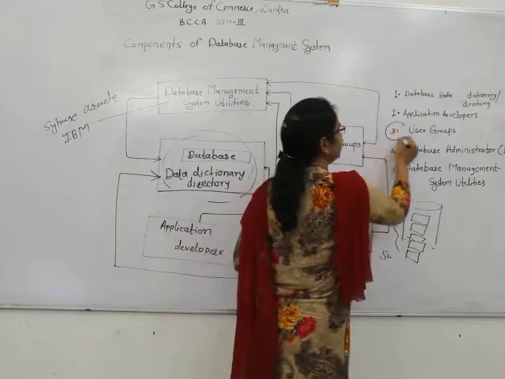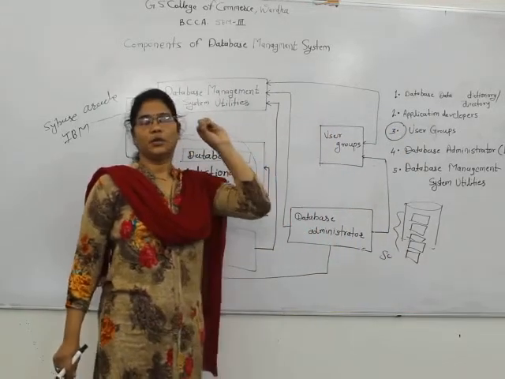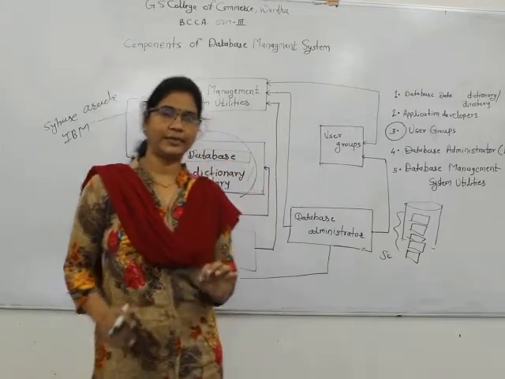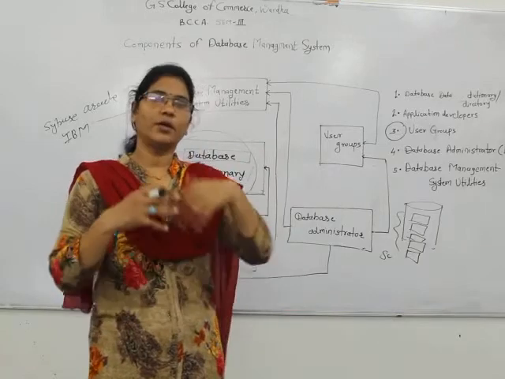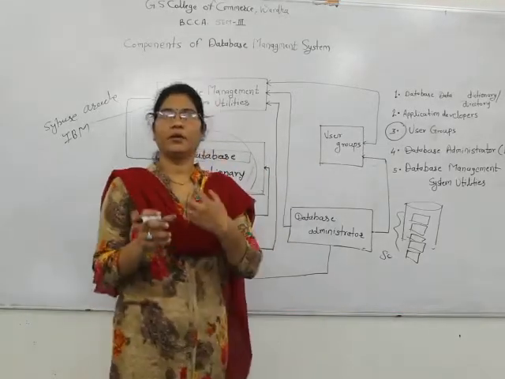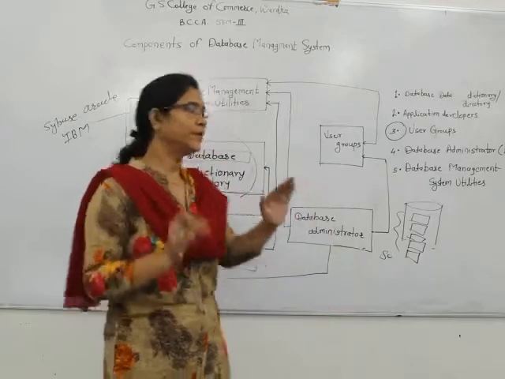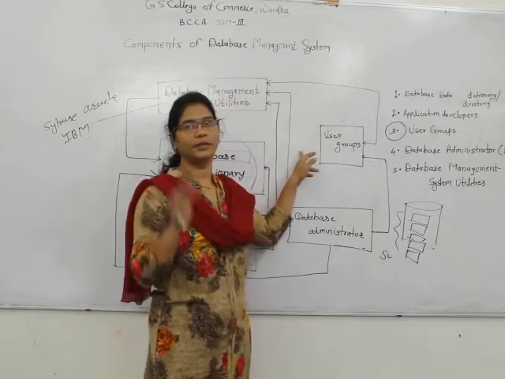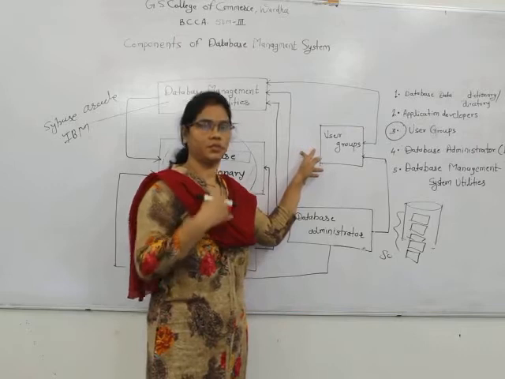The third one is the user group. User groups means the end user people. Like, we are going to develop our system or design our system. After that, some people are going to use that particular system. So basically, user groups are nothing but the end user people who use our system.